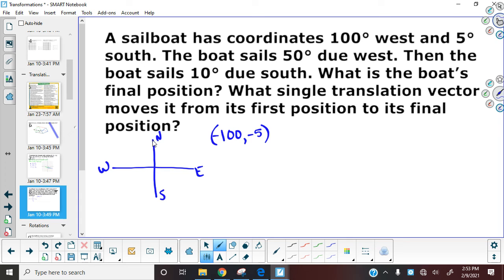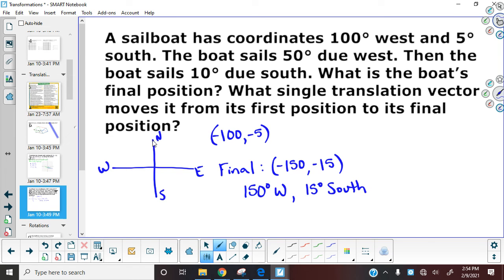The boat sails 50 degrees due west, then the boat sails 10 degrees due south. What's the boat's final position? If it goes another 50 degrees due west, you take a look at where you started. You're going 50 degrees more to the left, so -150, and then we already did the 50 degrees due west, 10 degrees due south, so then you're at -15. In terms of west and south, that's 150 degrees west, 15 degrees south.